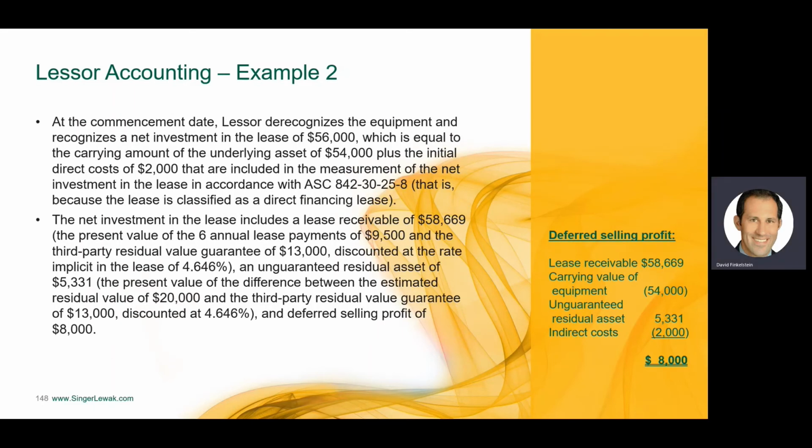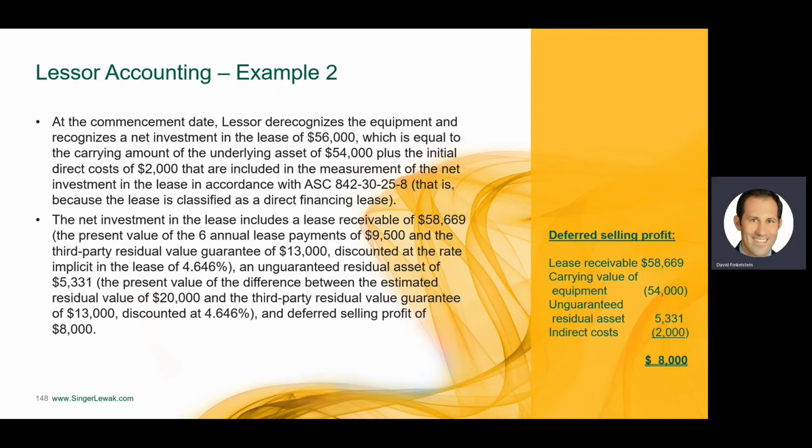So at the commencement date, the lessor is going to de-recognize the equipment and recognize a net investment in the lease of $56,000, which is equal to the carrying amount of the underlying asset, which was the $54,000, plus the initial direct costs of $2,000 that were included in the measurement of the net investment in the lease. The net investment in the lease also includes the lease receivable of $58,000, which is the present value of the 6 annual lease payments of $9,500, plus the third-party residual value guarantee discounted at the rate we noted of 4.646.